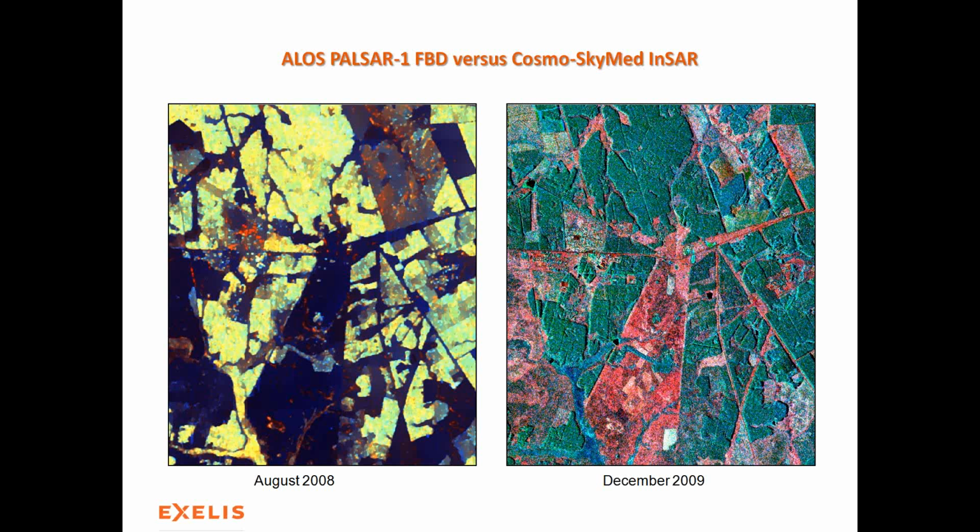Now, tree growth in South Africa is 10 times faster than in the US or in Europe, so trees can grow as much as 6 metres per year. So you can see changes in regrowth within a single year using SAR data for this area.